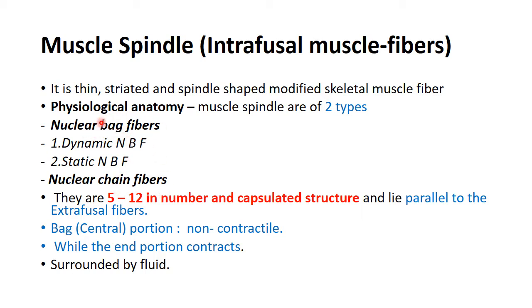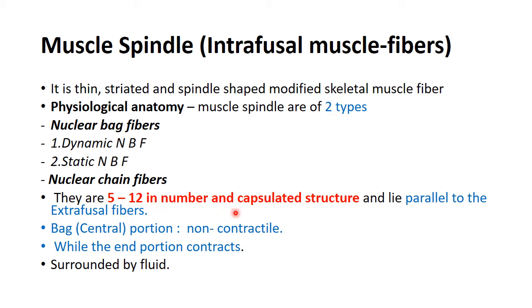As the name indicates, the nuclei collect in a bag in the central part. That's why it is known as nuclear bag fibers. In nuclear chain fibers, the nuclei are arranged in a chain form. Nuclear bag fibers are again divided into 2. One is the dynamic nuclear bag fiber, the second is the static nuclear bag fiber. As the name indicates, dynamic is responsible for change in movement, a change in the speed of the length, and the static for sustained contraction. They are activated only during sustained contraction. So the nuclear chain fibers and the nuclear bag fibers are the 2 types of muscle spindle.